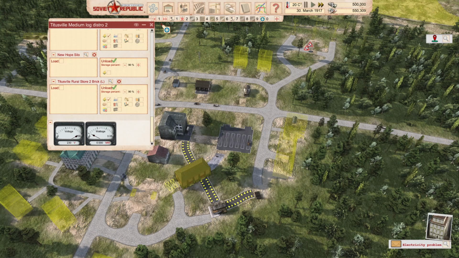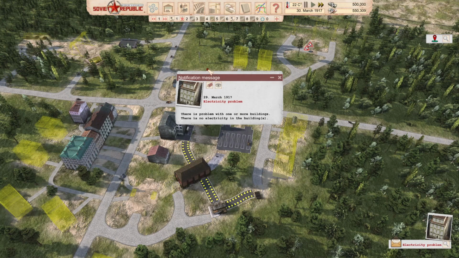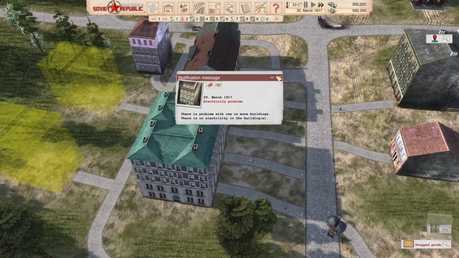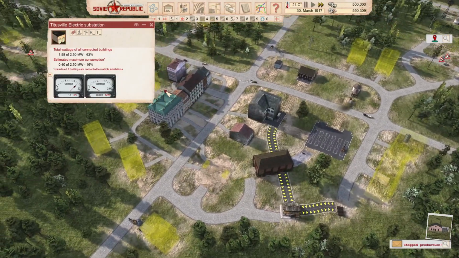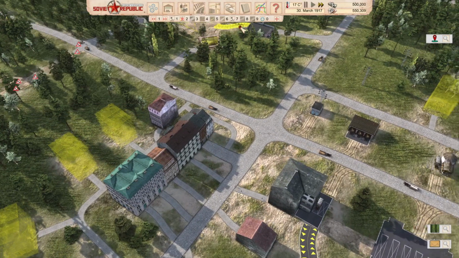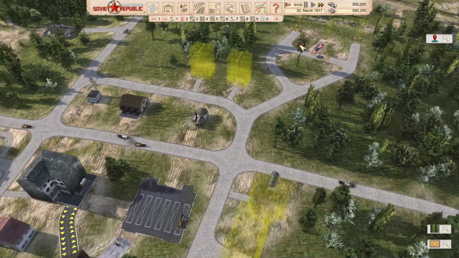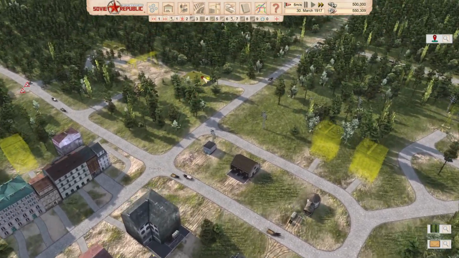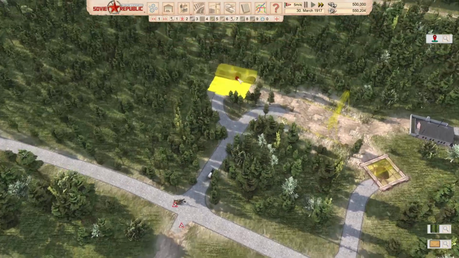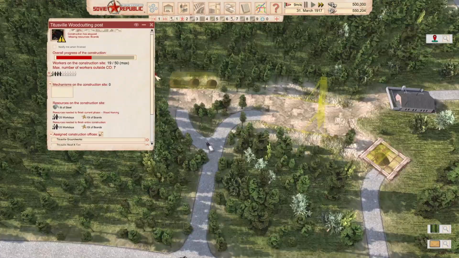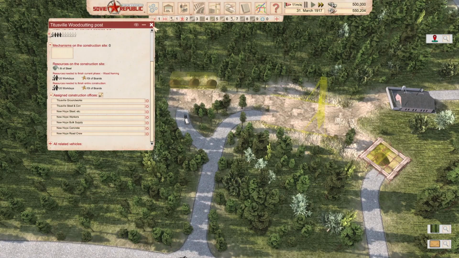Of course, electricity problems. Where have we got electricity problems? Yeah, I think this is because the wind is fluctuating. Yeah, the wind's only 4 miles per second at the moment, which is a bit of a problem. We've got the Carpenter Shed here. Titusville Groundworks. So these guys are being built.